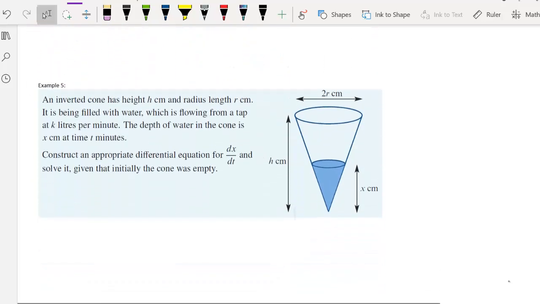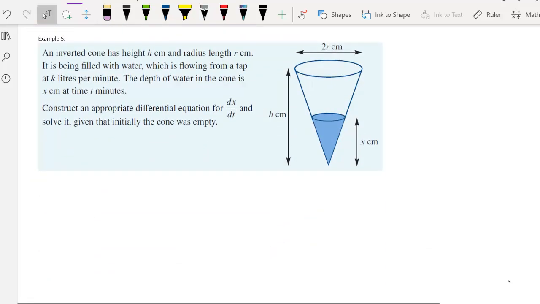Now the last one's going to be the most complex. We've got an inverted cone. It has a height of h centimeters, radius of r, and is being filled with water which is flowing from a tap at k liters per minute. The depth of the water in the cone is x centimeters at time t. Construct an appropriate differential equation for dx dt, and solve it given that initially the cone was empty.